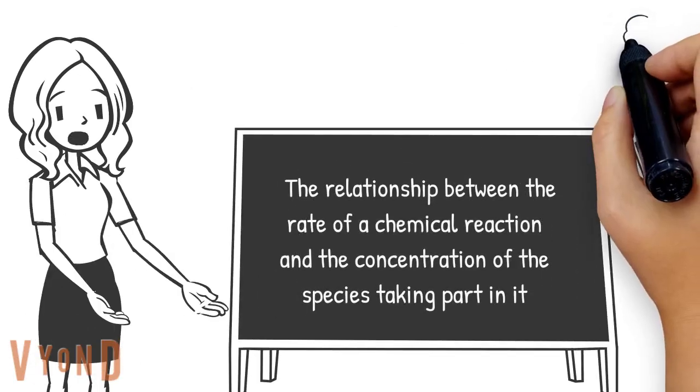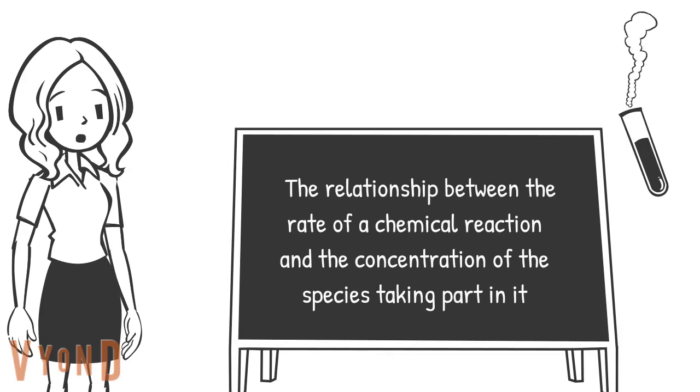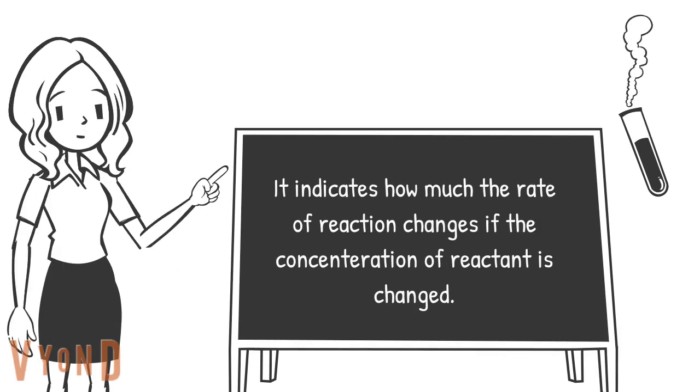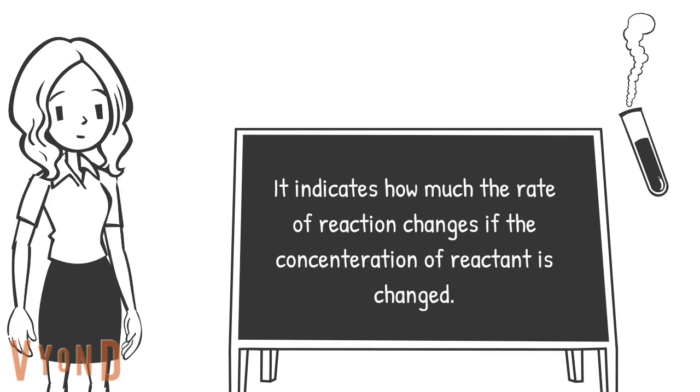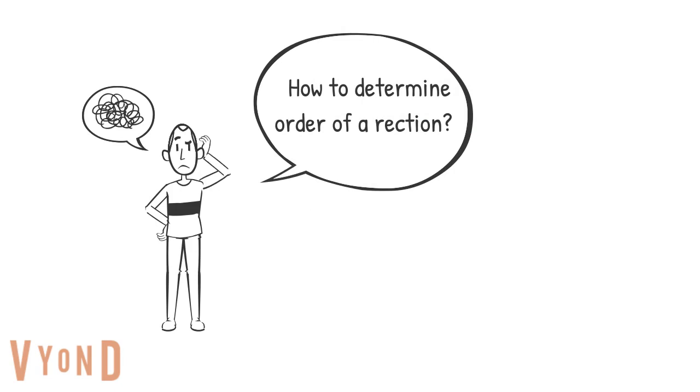The reaction order is the relationship between the rate of the chemical reaction and the concentration of a species taking part in it. It indicates how much the rate of reaction changed if the concentration of reactant changed. And now we are going to know how to determine the order of the reaction.